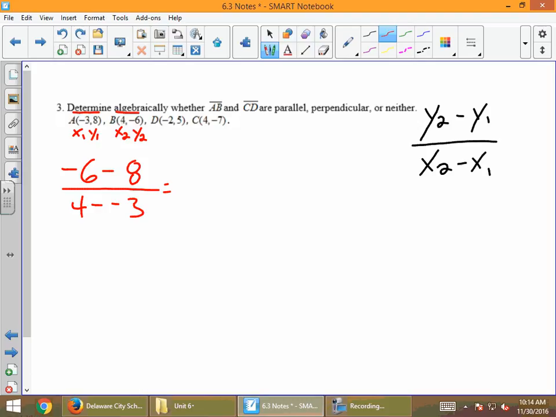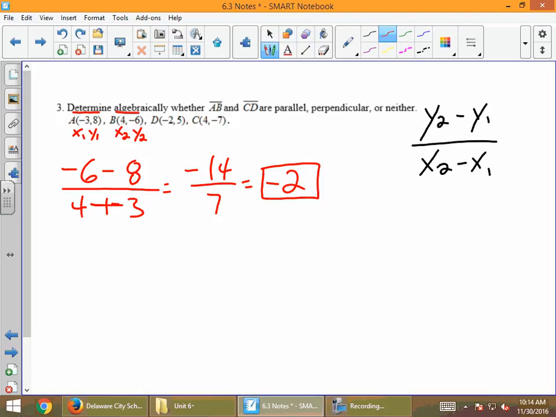What is -6 minus 8? It's going to be negative, I'll tell you that. 14 over. What happens to that minus and negative again? Positive. Good. And we know 4 plus 3 is 7. Reduce your fraction. I get this. What? 2. Got 2. -2. Good.